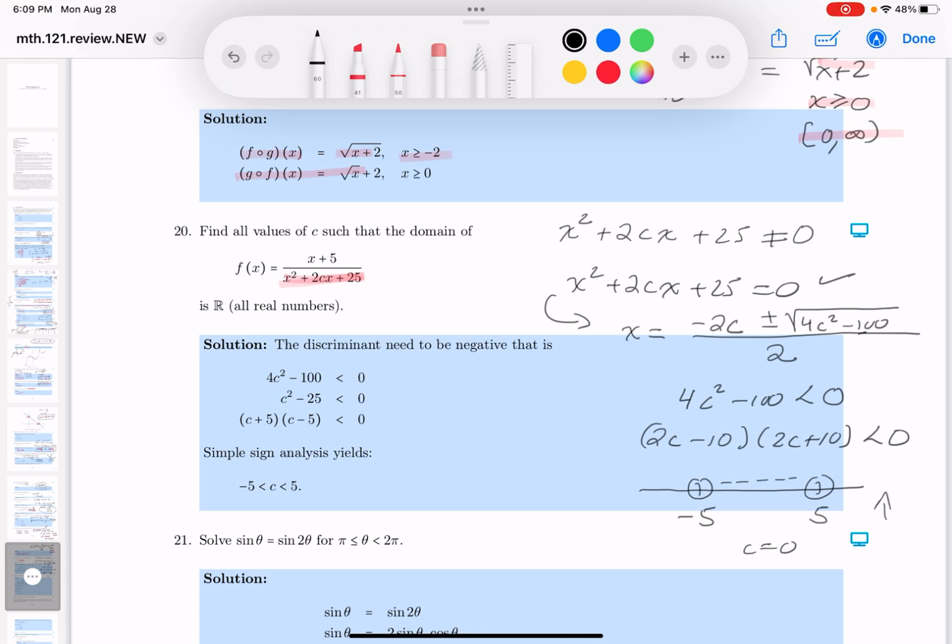Now, if I took a c over here, let's say c equals 6, what are you going to get? A positive times a positive, which is a positive number, certainly not less than 0. If I took a c over here, like minus 6, plug it in, what do you get? A negative times a negative, which is a positive number again. So when is it less than 0? When it's negative. The c would have to be between minus 5 and 5. Thank you.